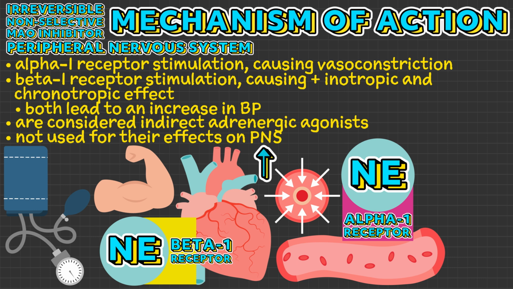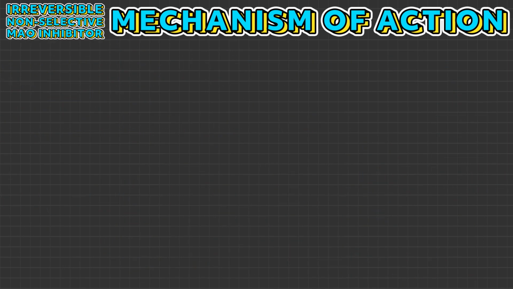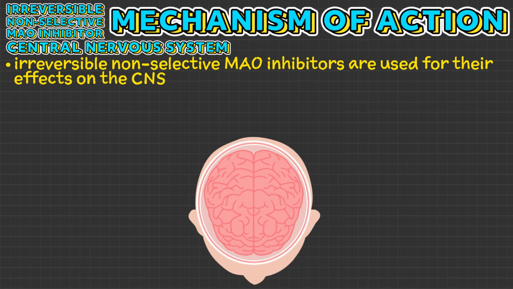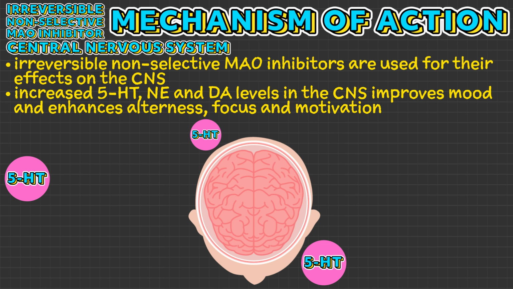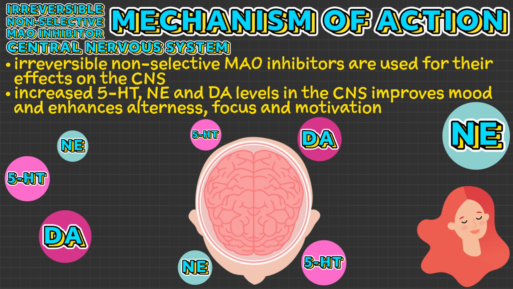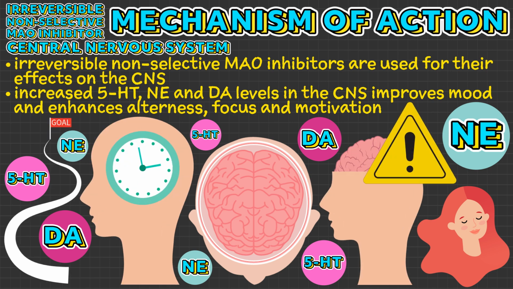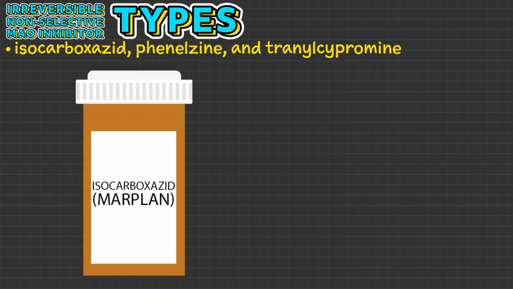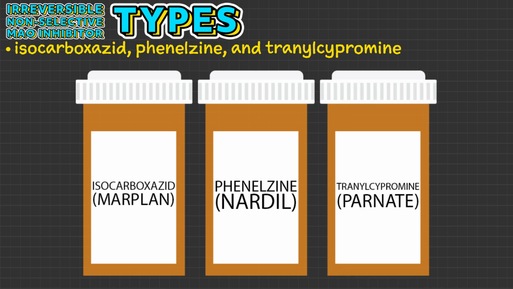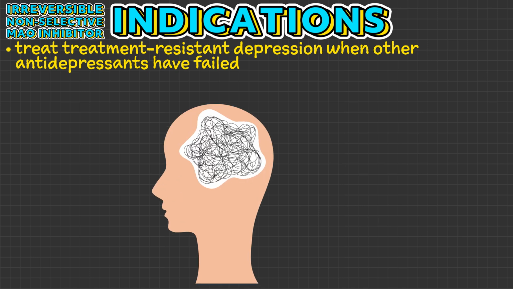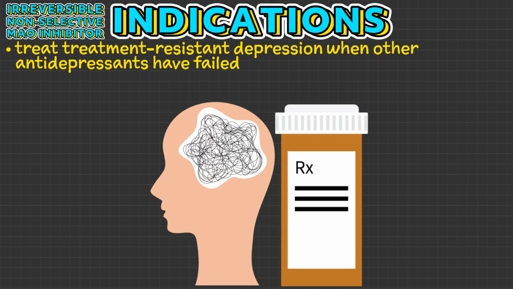However, irreversible non-selective MAO inhibitors are not used for their effects on the peripheral nervous system. Instead, irreversible non-selective MAO inhibitors are used for their effects on the central nervous system. Increased serotonin, norepinephrine, and dopamine levels in the central nervous system improves mood and enhances alertness, focus, and motivation. Irreversible non-selective MAO inhibitors include Isocarboxazid, Phenelzine, and Tranylcypromine. Irreversible non-selective MAO inhibitors are used to treat treatment-resistant depression when other antidepressants have failed.